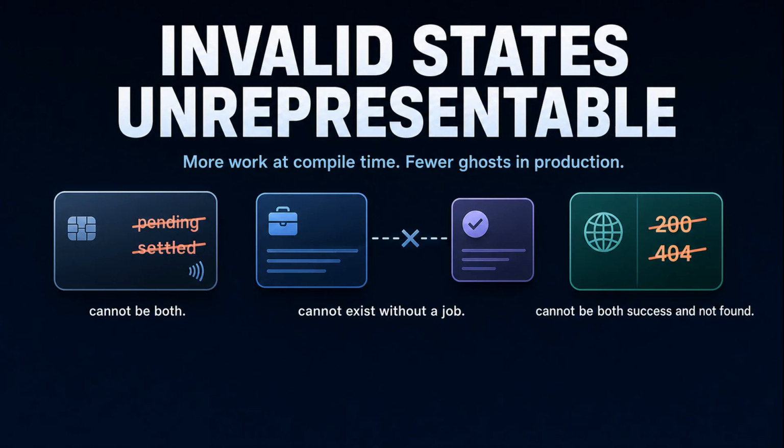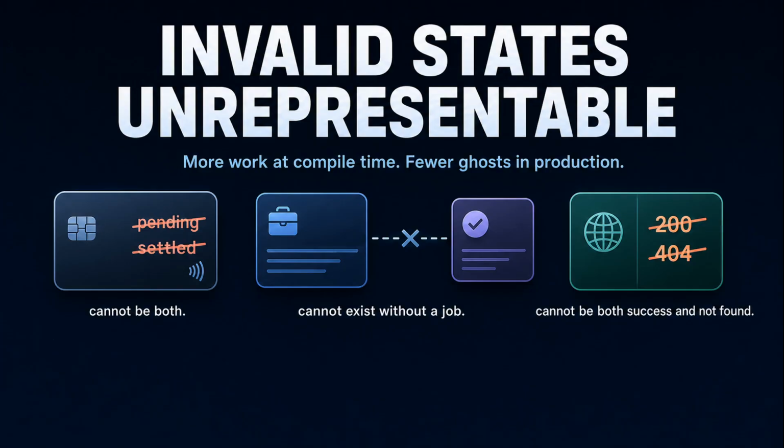Pull all of that together, and you get the phrase that explains why this chapter matters. The slogan that Rust people repeat: make invalid states unrepresentable. A payment cannot be both pending and settled. A job result cannot exist without the job. An HTTP response cannot be both success and not found.